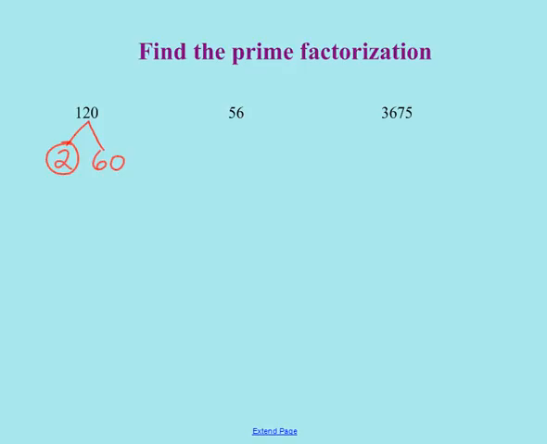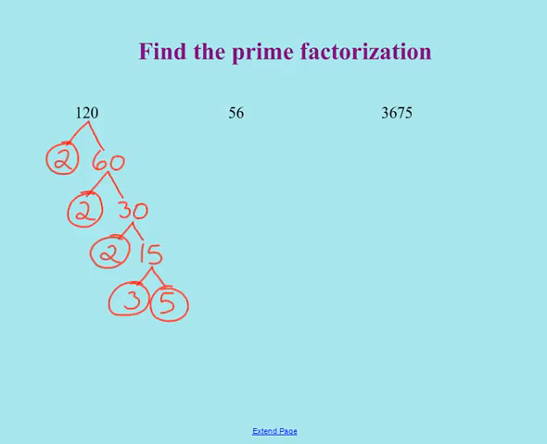60 is a composite number, so we need to factor it again. Once again, the prime number 2 is a factor of 60, 2 times 30. 2 is prime, 30 is composite. Now we can factor 30. Well, you may want to do 2 times 15. Again, 2 is prime. And now 15. 3 times 5. And in this case, both 3 and 5 are prime numbers.